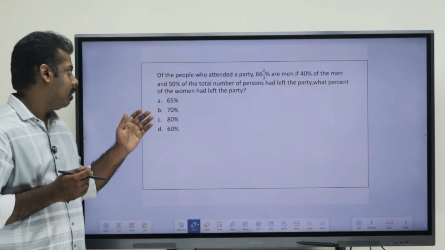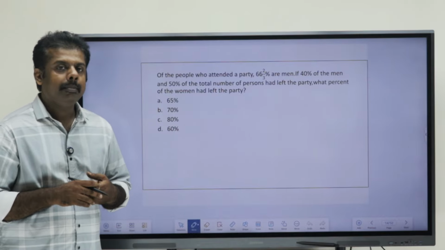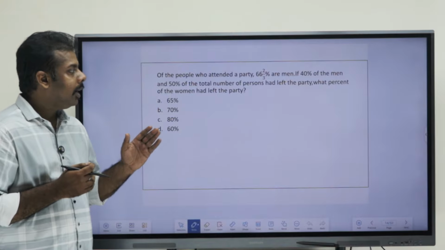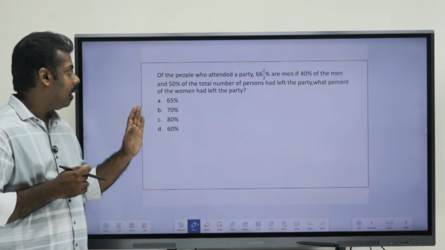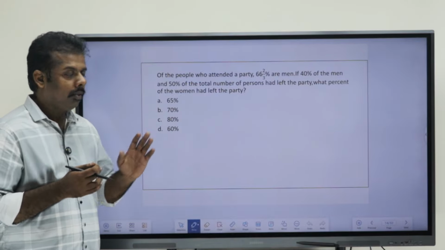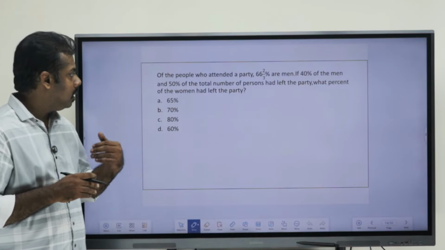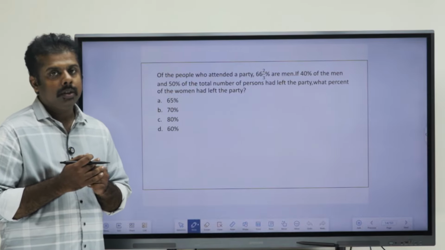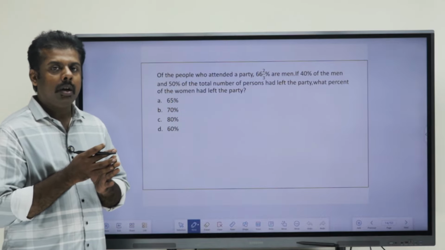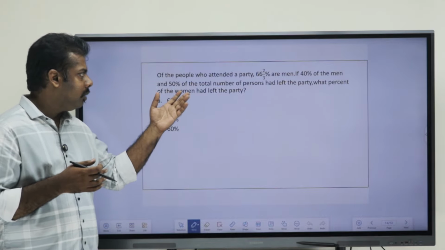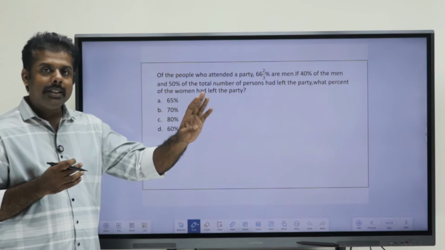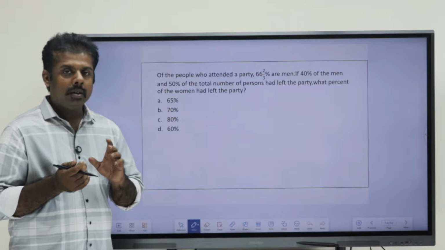Okay, so what they have asked here: of the people who attended a party, 66 2/3% are men. Of that, 40% of the men and 50% of the total number of persons had left the party. So, what percentage of women had left the party? Now, in this question, they have told that of all who have attended the party, 66 2/3% are men. So, that is an important concept.